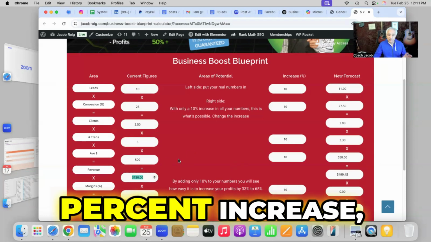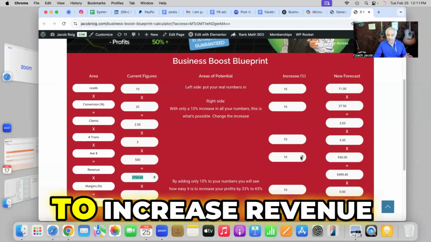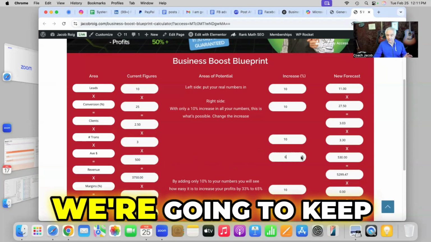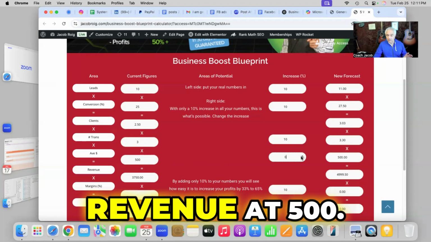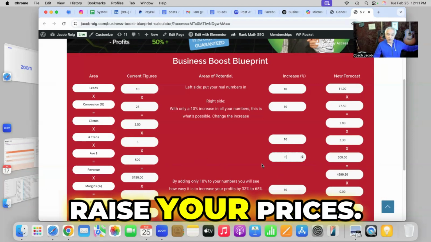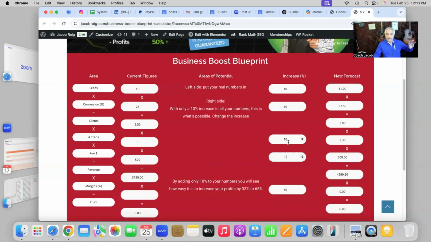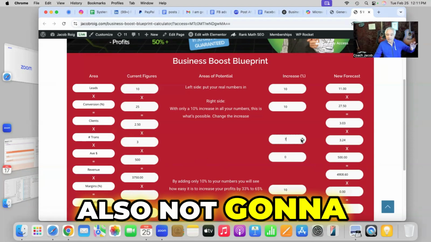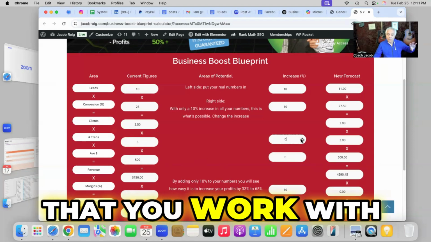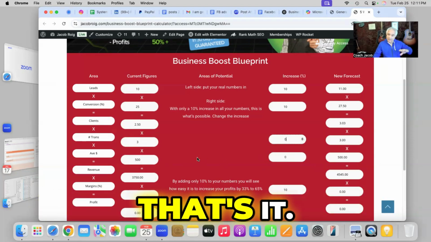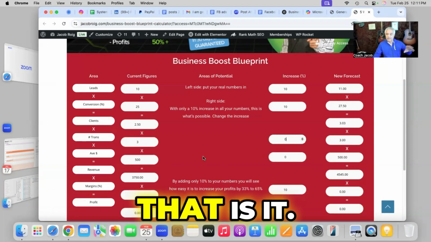With just a 10% increase, and we're not going to increase revenue today. We're going to keep revenue at 500. Let's say you just raise your prices, right? So let's say you're also not going to increase the amount of time that you work with people. It's 3 months and that's it. Your program lasts 3 months and that is it.